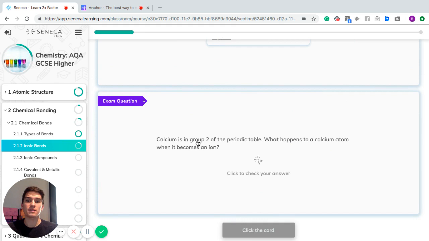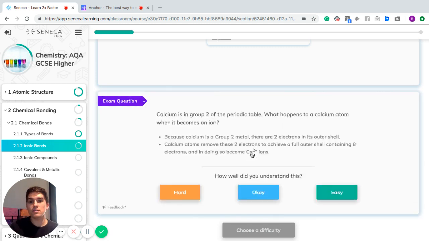So, calcium is in group 2 of the periodic table. What happens to a calcium atom when it becomes an ion? Well, because calcium is in group 2 and it's a metal, there are 2 electrons in its outer shell. Calcium atoms remove these 2 electrons to achieve a full outer shell containing 8 electrons in total. And in doing this, it becomes a Ca2+ ion.